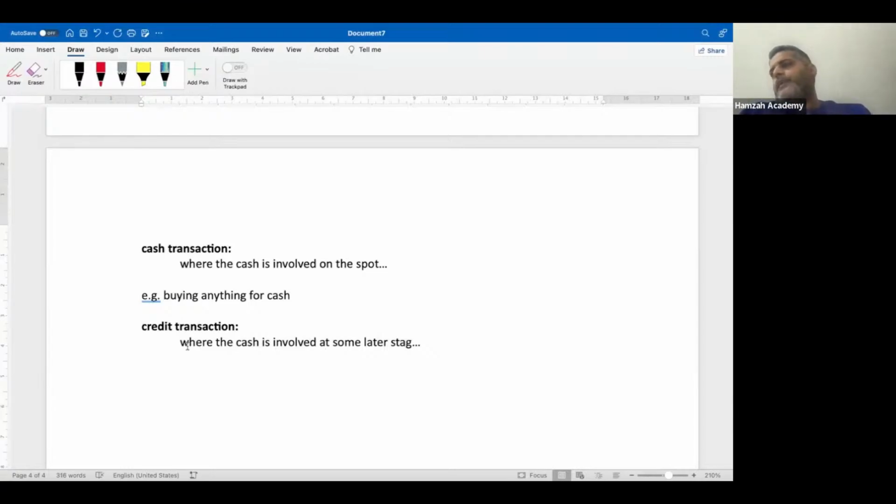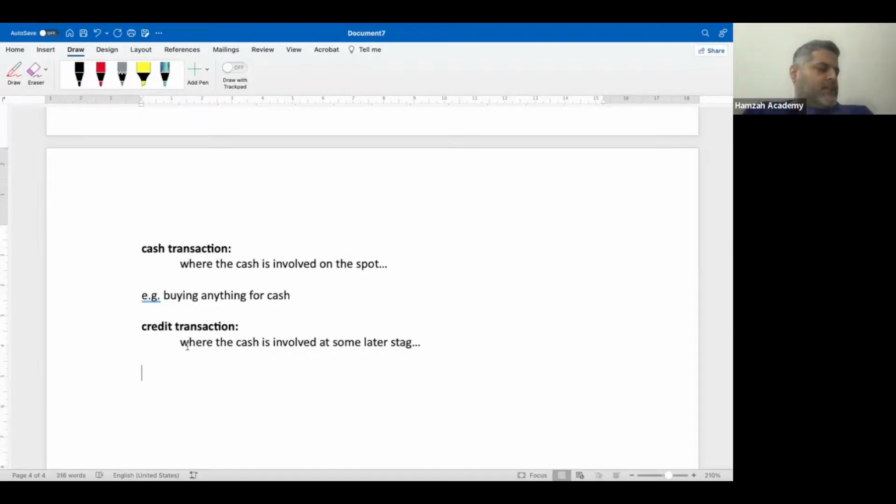For example, you go to the petrol station, you fill up your car's tank and you pay the money. That is a cash transaction. You go to the grocery store, you buy groceries, and you pay the bill via credit card or debit card. That is a cash transaction because you straight away settled the store's account. The cash is involved on the spot.